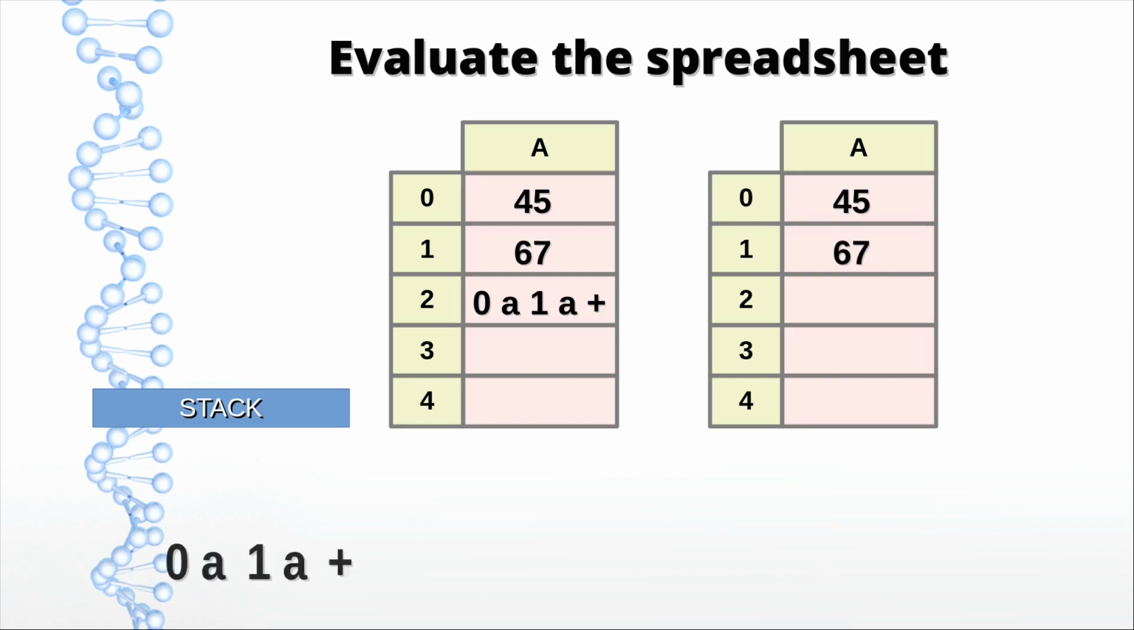0A, 1A plus is different. First the address of 0A is calculated. Then 0A is executed, which results in the value 45. Of course, it is thrown on the stack. Then 1A is executed. This time the value 67 is thrown on the stack. Finally, plus is executed. It takes the two values from the stack, adds them and leaves the value 112 on the stack. That value is taken from the stack and displayed. Done.